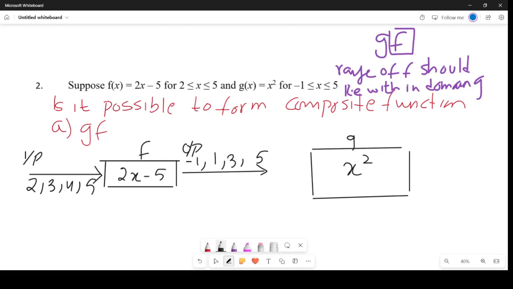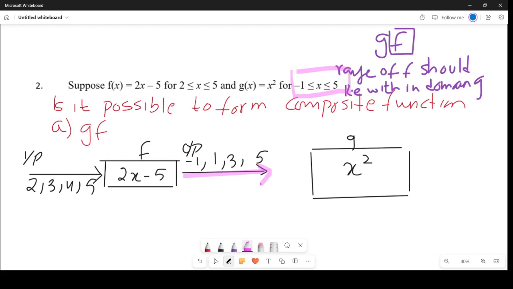Okay, so -1, 1, 3, and 5. Now you have to check whether this is the allowed input for g(x). What's the allowed input for g(x)? It's -1 to 5. This is also -1 to 5. So that means we're allowed to give this as input to g. That means that this composite function is possible.